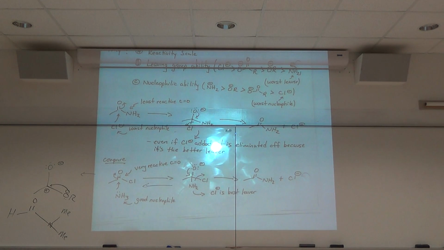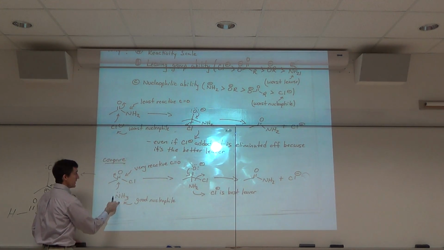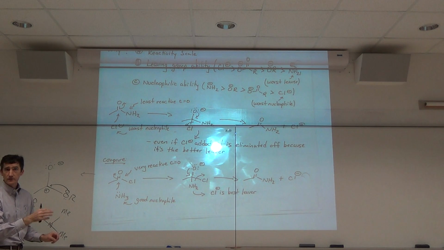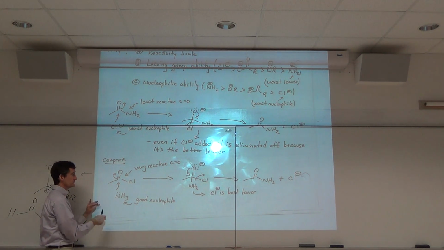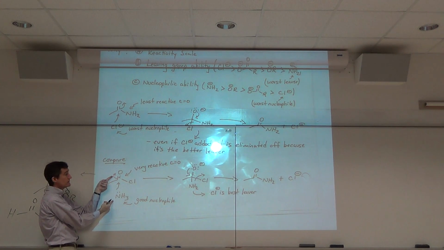On the other hand, if you went the other way and had an acid chloride reacting with ammonia, ammonia is a good nucleophile, even though it's neutral, because nitrogen's a lousy parent. Let these electrons get out there. Very reactive. So you've got two very reactive substrates.